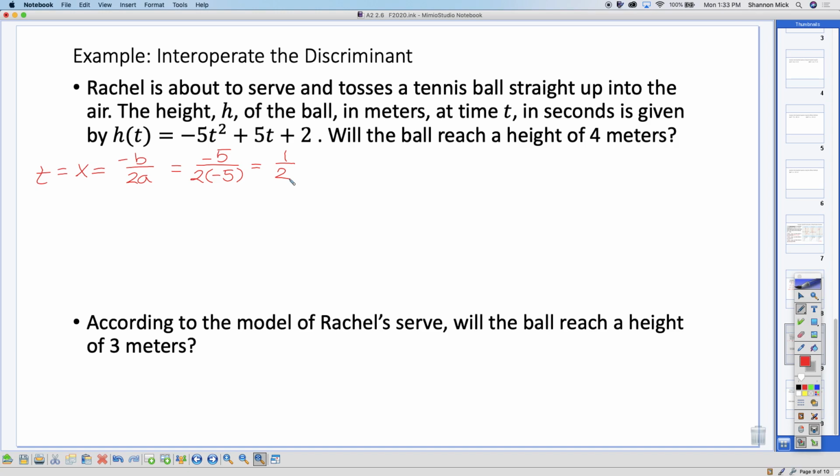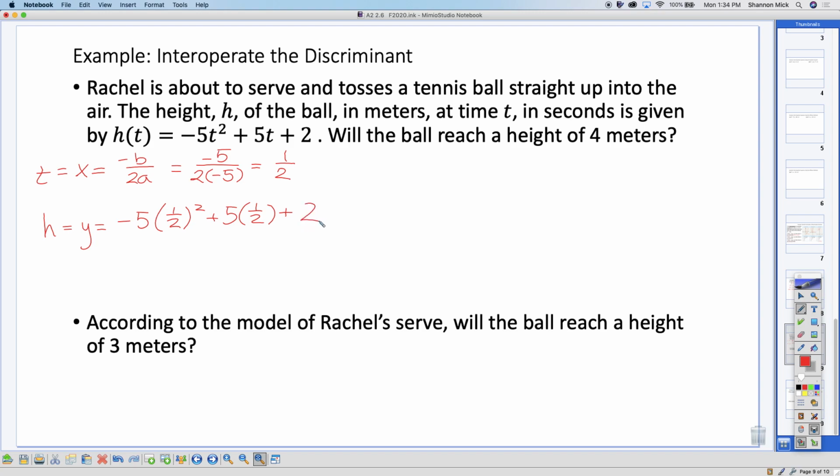That seems right. When I serve the ball, it's going to reach the top and come down and I hit it. Now I need to find the height, which is basically the y of the vertex, by plugging it back in. So I have negative 5 times 1/2 squared plus 5 times 1/2 plus 2.